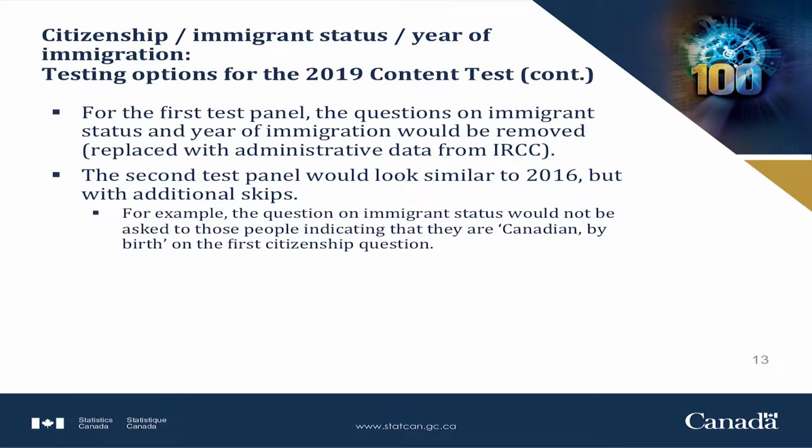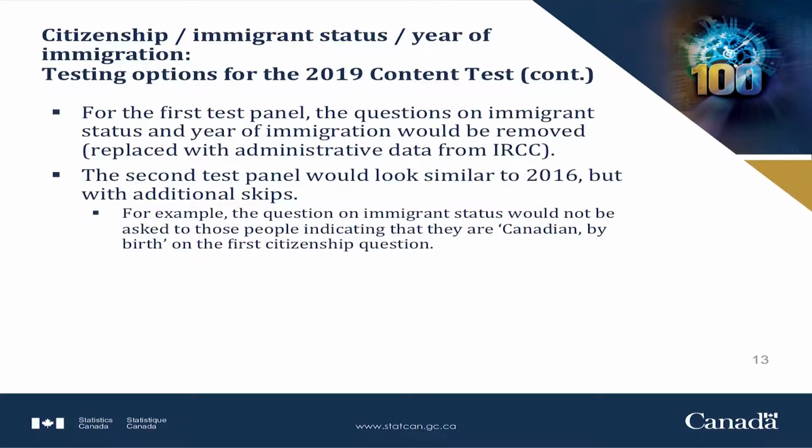This is going to be interesting. For the first test panel, what we want to do for the questions on immigrant status and year of immigration is actually remove them. Why we want to remove them is we want to see if we can replace them with administrative data from IRCC. So basically, we've had success in 2016 with adding admission category via linkage. We're trying to do that same thing, but on a broader scale with immigrant status and year of immigration. So just linking the IRCC landing file to the census and then pulling that information directly over from the landing file.